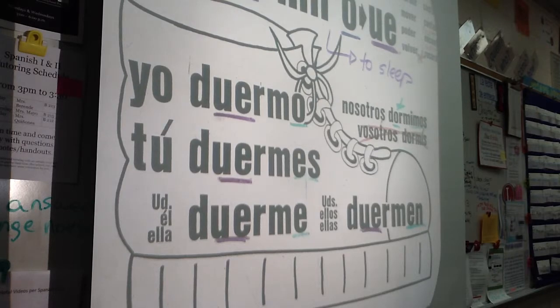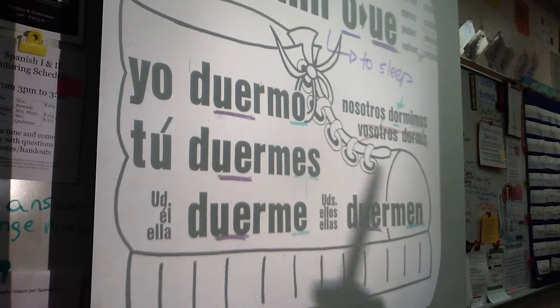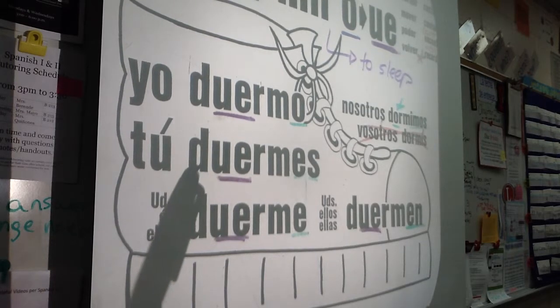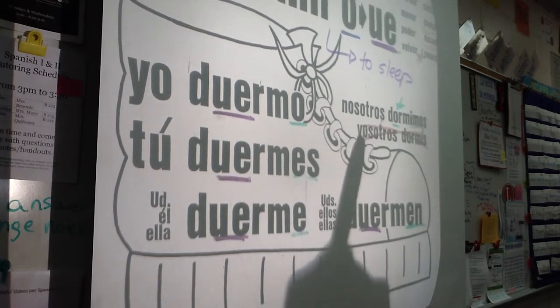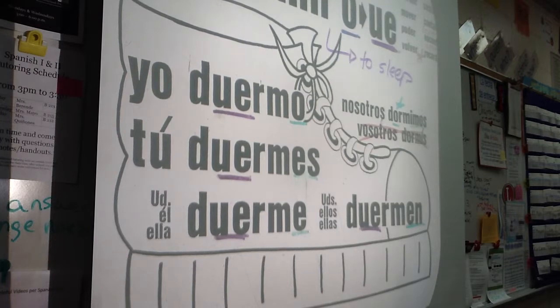If it happens to be dormirse, which we did as a reflexive verb, we would just do me duermo, te duermes, se duerme, nos dormimos, se duermen. Remember, the reflexive part is weird because we don't really say that in English. You don't really say I put myself to sleep. The reflexive part just makes the action be reflected back to the subject. So that's an example of an O to UE verb.